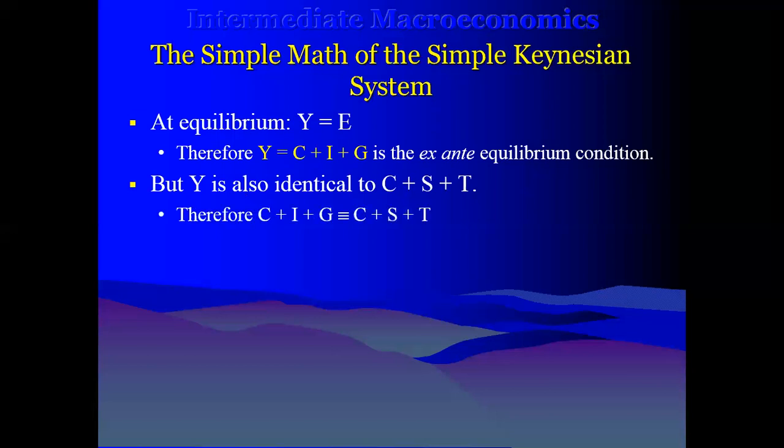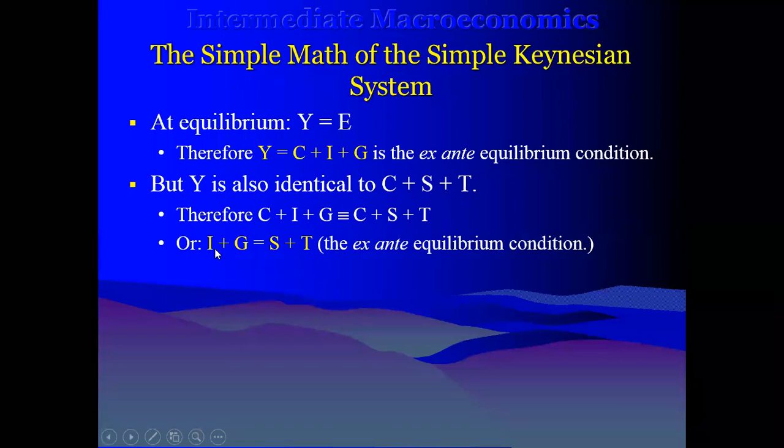So with equality, we can say that instead of this Y, we can put the sum of C, S and T here. So C plus I should be equal to C plus S plus T. That's what we have here. So we can cancel the C out. Canceling the C out, we are getting the sum of investment and government expenditure should be the same as the sum of savings and then taxation.